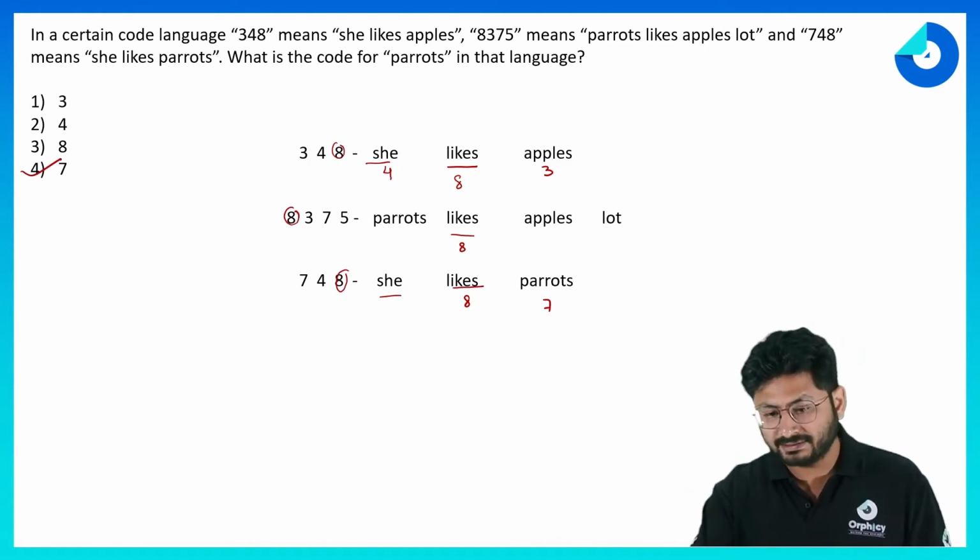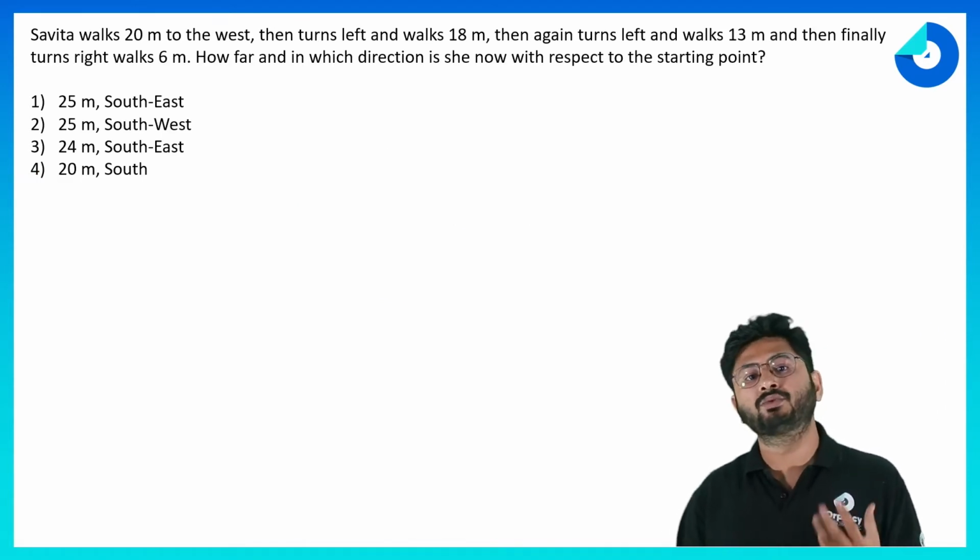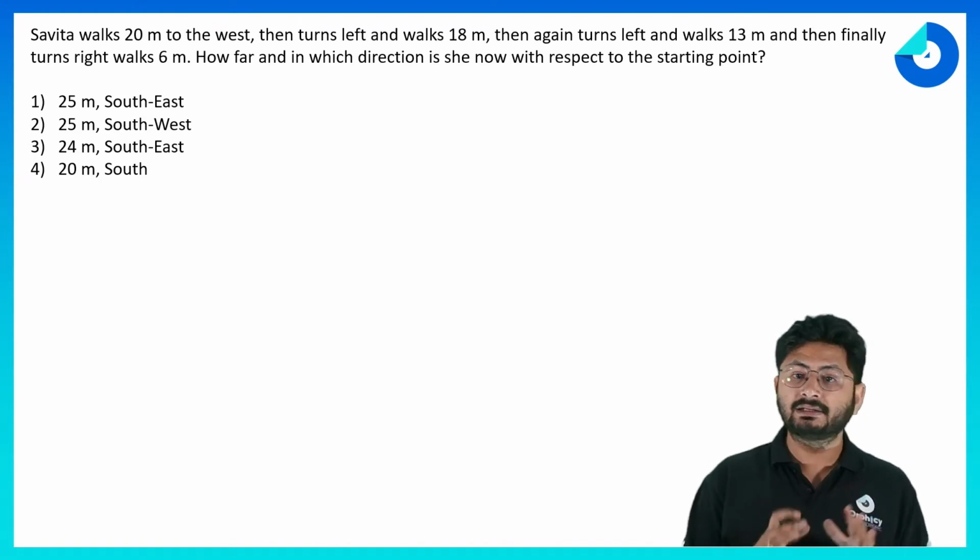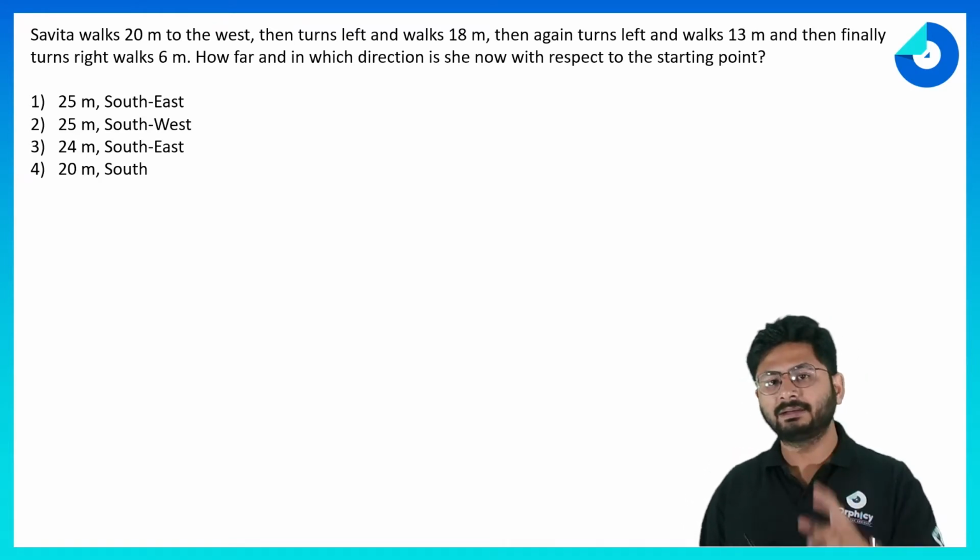So moving on to the next question. Savita walks 20 meters to the west, then turns left and walks 18 meters side by side.